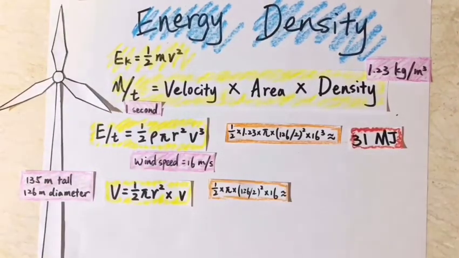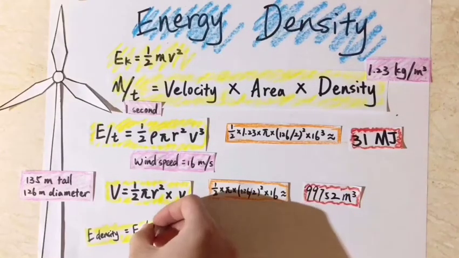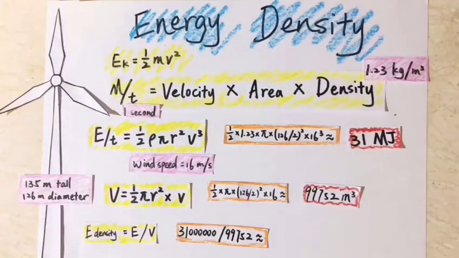This is the formula to calculate the volume. And we got about 10,000 cubic meters. Through the formula, we got the final result.